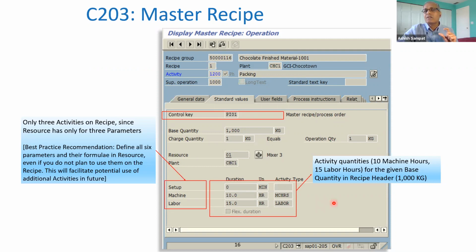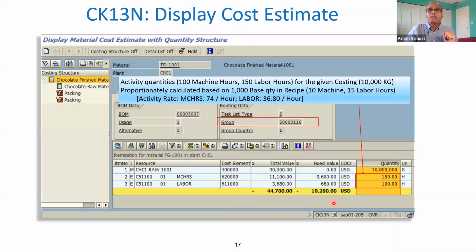The formula, as we noticed, is behind the scene in the resource or in the work center. So let's look at a CK13, and this is of course a display transaction of material cost estimate with item category M for material and E for activities. So here it shows us these two activities, machine hours and labor hours for the given resource 01 and the given cost center C51100. Now here we have the 150 hours and 100 hours.